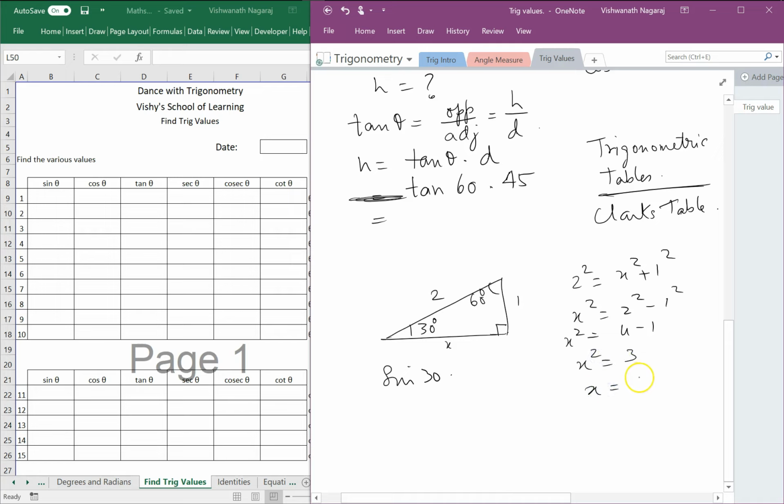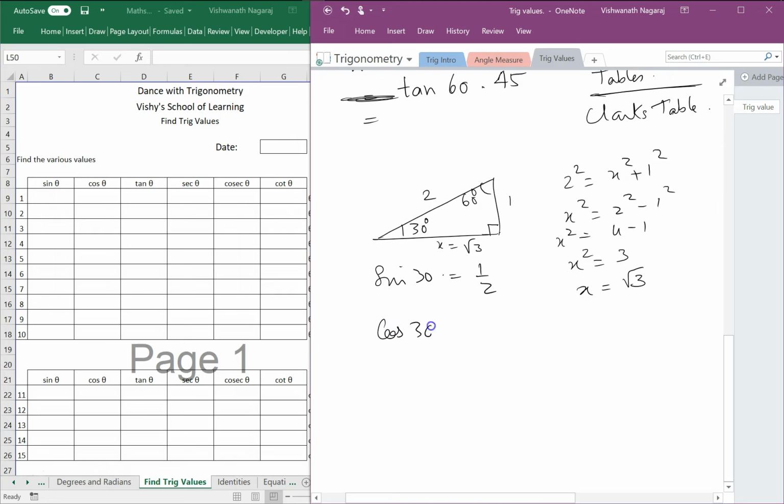So x is equal to, remember, our lengths cannot be negative. So it will be what? Square root of 3. So this becomes square root of 3. So this is our triangle. Now sine 30 will be what? Opposite by hypotenuse. So 1 by 2. Cos 30 will be what? Adjacent side. So root 3 by 2. Tan 30 will be what? Sine by cos. So 1 by root 3. Yes.